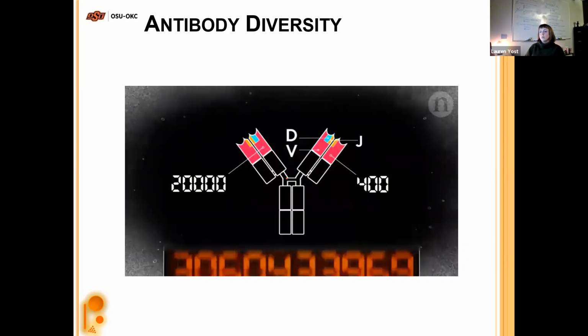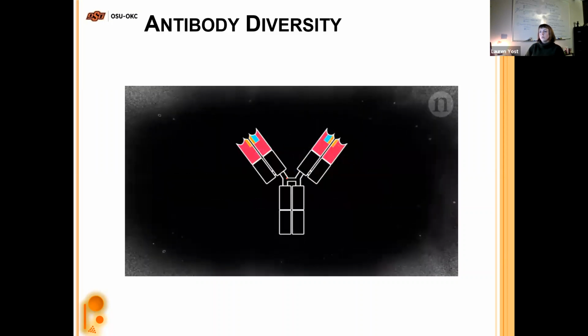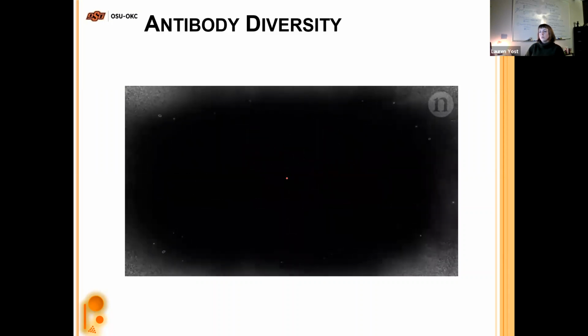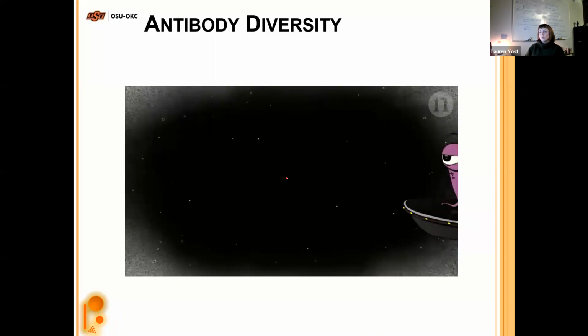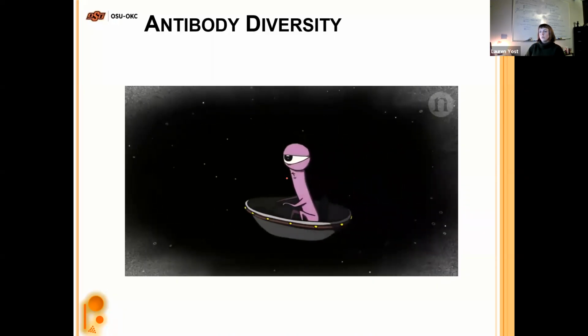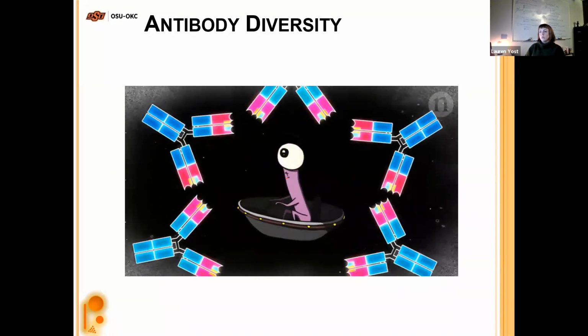This is how our immune system can respond to diseases it's never even seen before. In fact, there's so much diversity that one of our antibodies could potentially bind to almost any target in the whole universe.